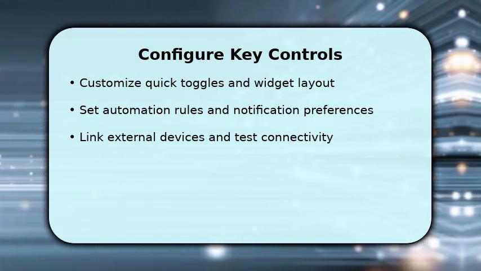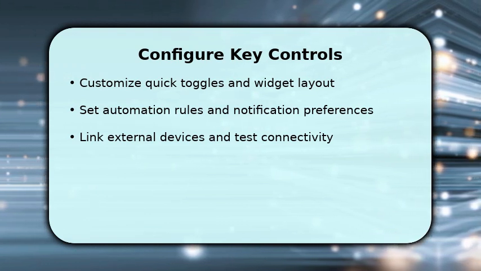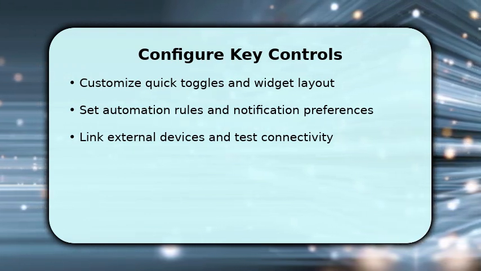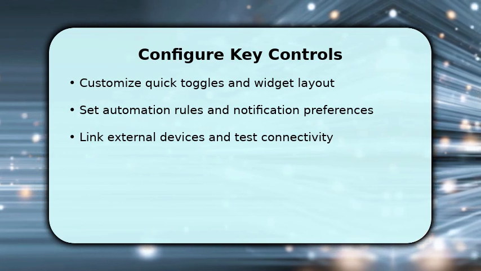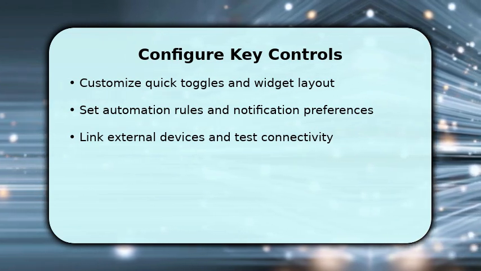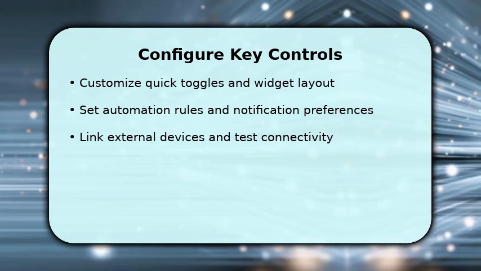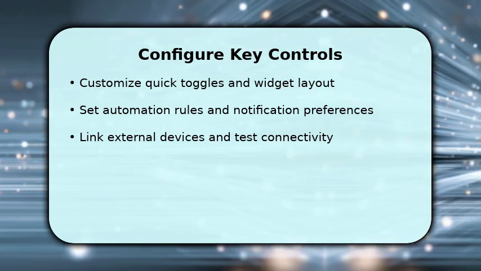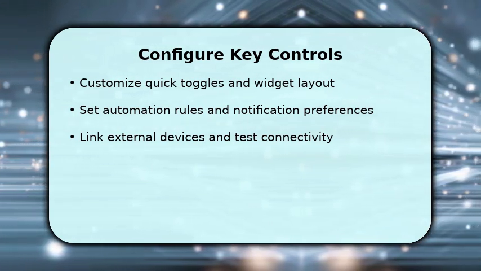Then set automation rules, time-based or trigger-based, and adjust notification levels so alerts are meaningful, not noisy. After that, link external devices such as speakers or smart lights and run a connectivity test. If a device fails to connect, retry pairing and check Bluetooth.